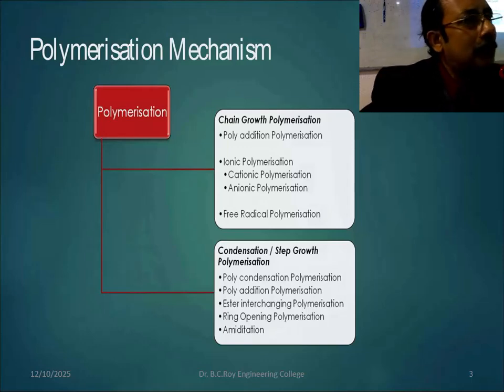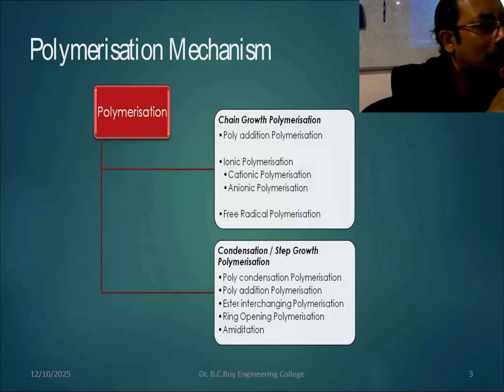Now, if the molecules that we are taking are bivalent, with one active functional group at both ends, like COOH, NH2, NH2, and we allow them to join, after that you get this polyamide. An example is nylon 6,6.